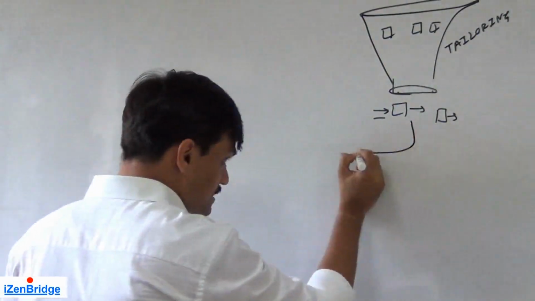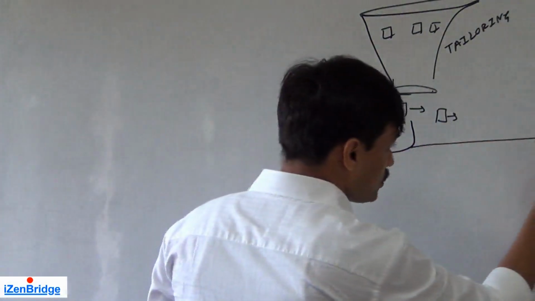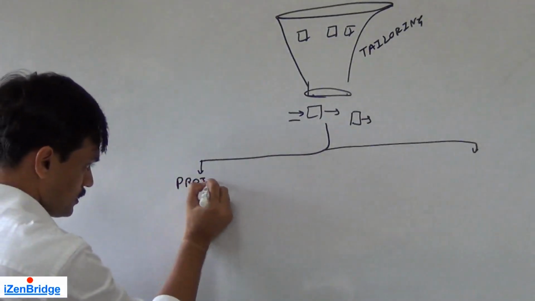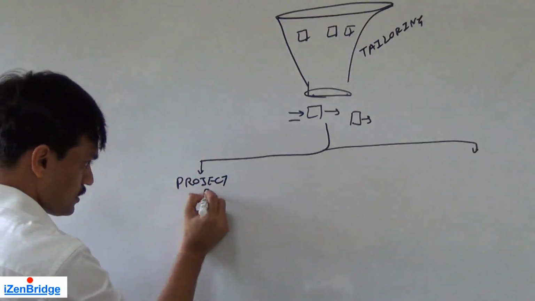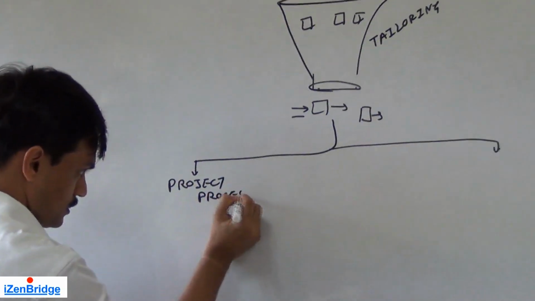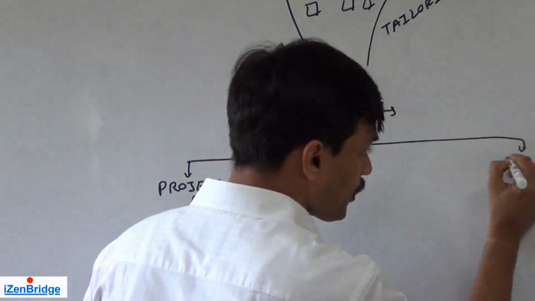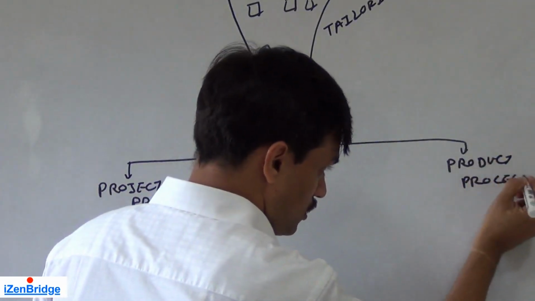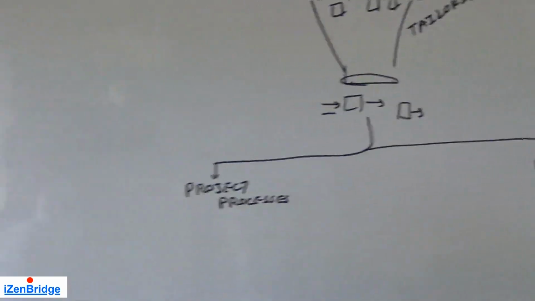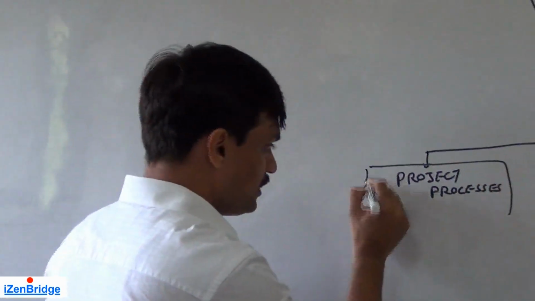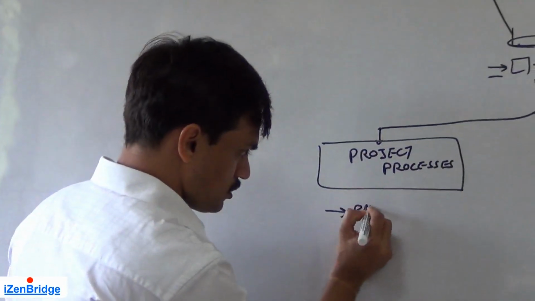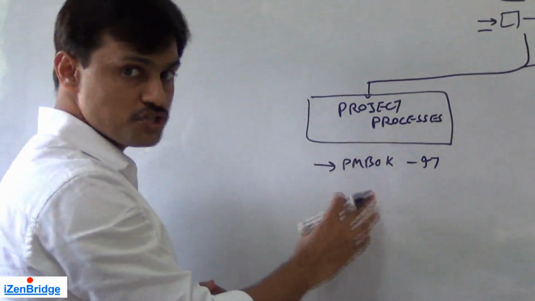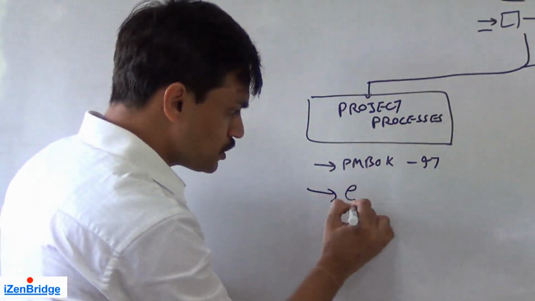Now these processes can be further categorized in two categories. One is project processes and another is product processes. Project processes are the ones which are defined in PMBOK. All 47 processes of PMBOK are project processes. They constitute good practice.